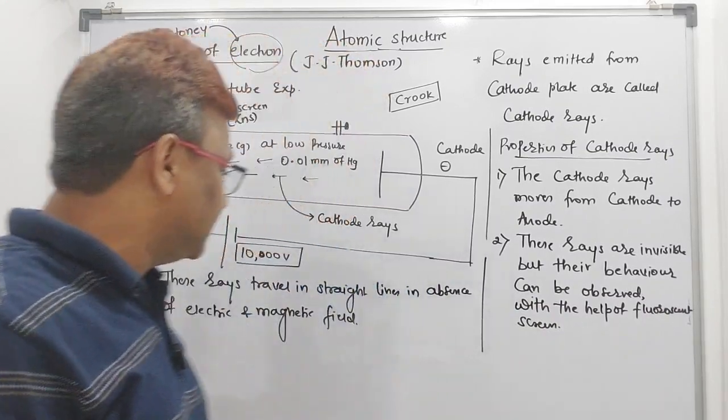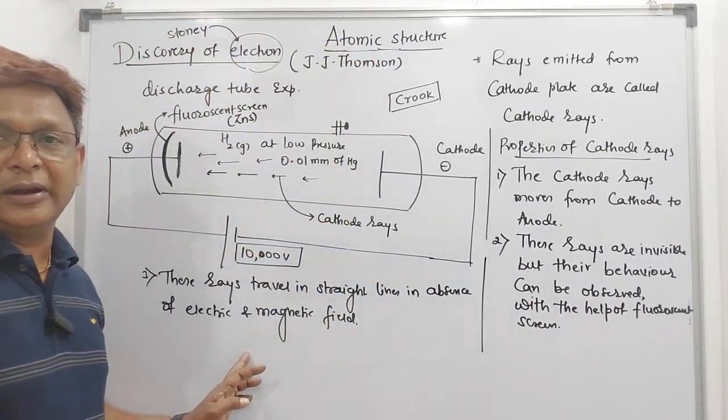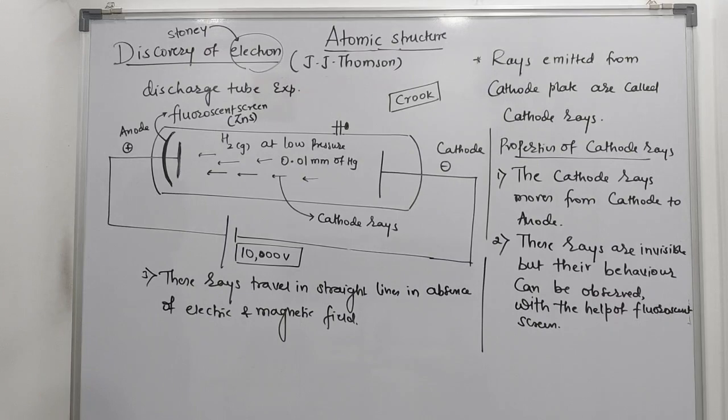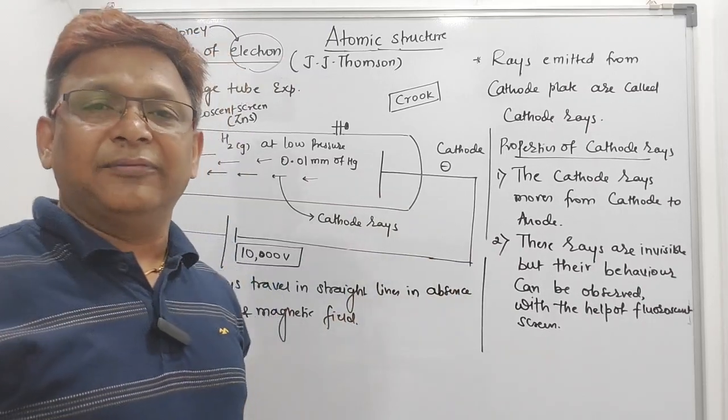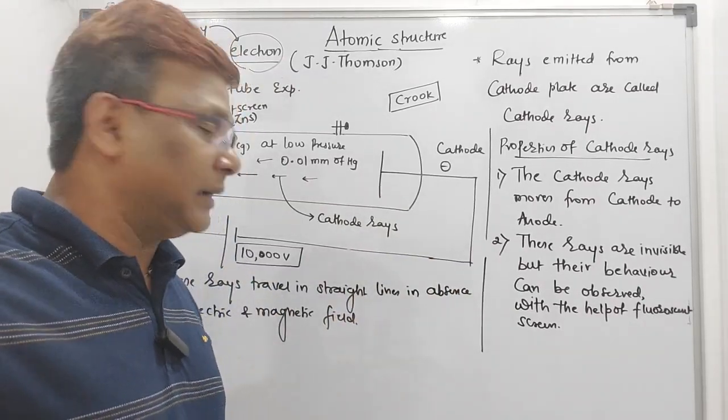So these rays travel in a straight line in absence of electric field and magnetic field. But in presence of an electric field, they are deflected in some other direction. Please take a screenshot. I will show you the diagram. Deflection of these rays by the electric and magnetic field.